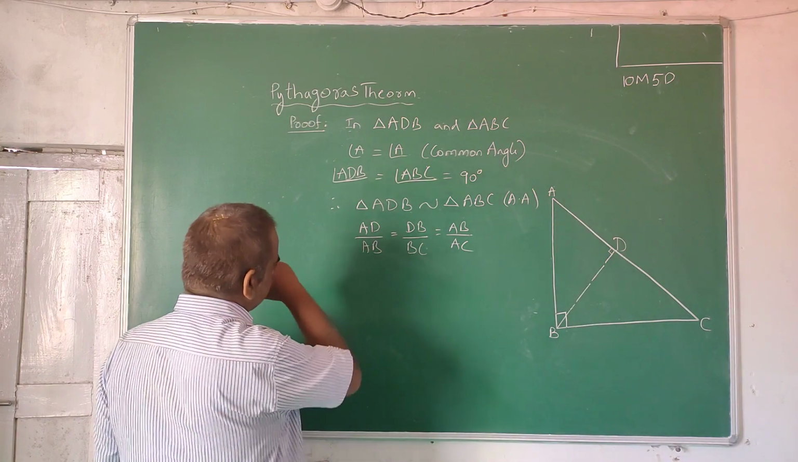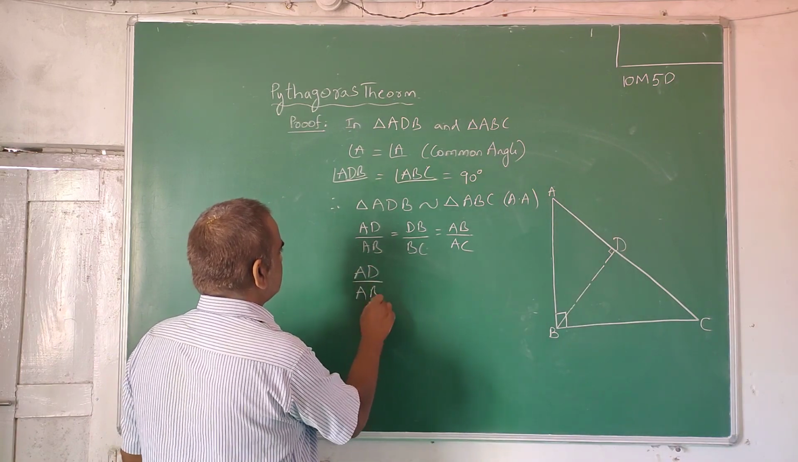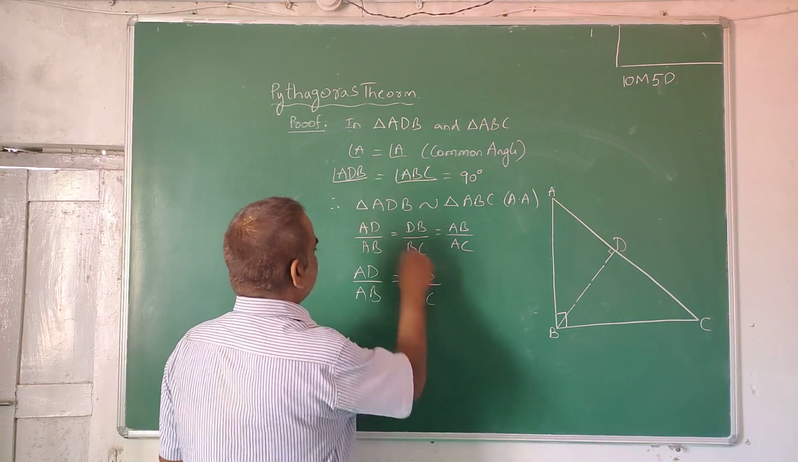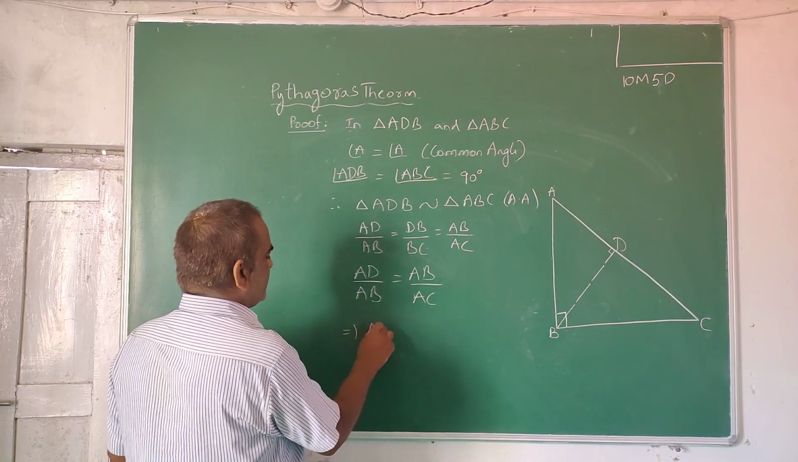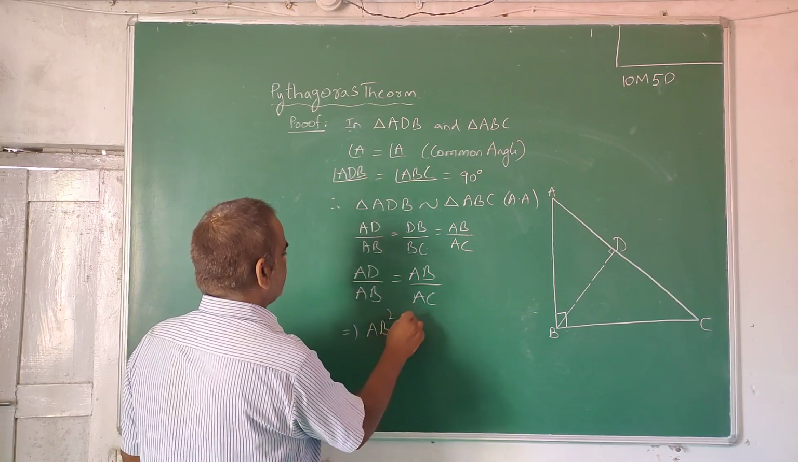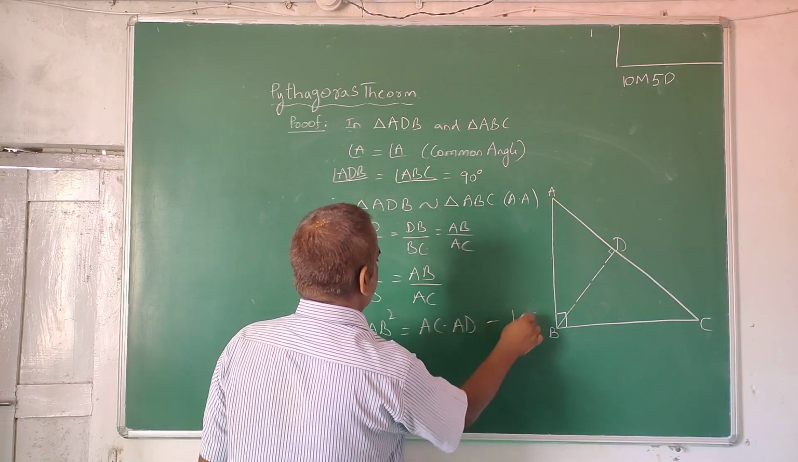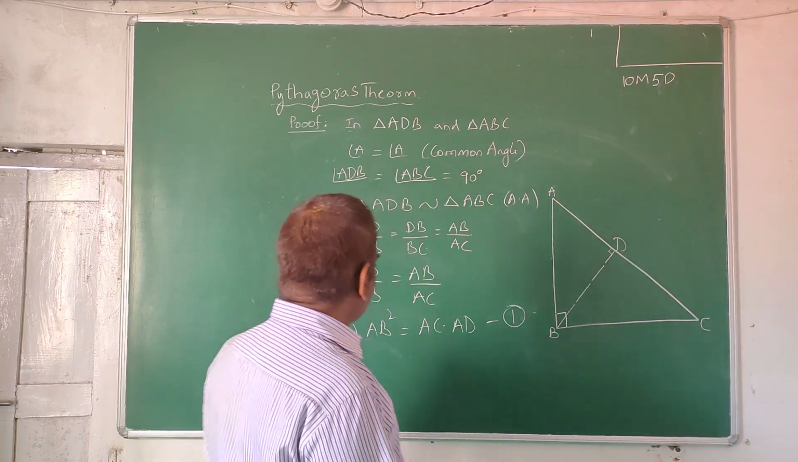Then you take now AD by AB is equal to AB by AC. All three are equal, so you can happily take this. Then if you go for cross multiplication, you get AB square is equal to AC into AD. Say this is 1. Are you following?